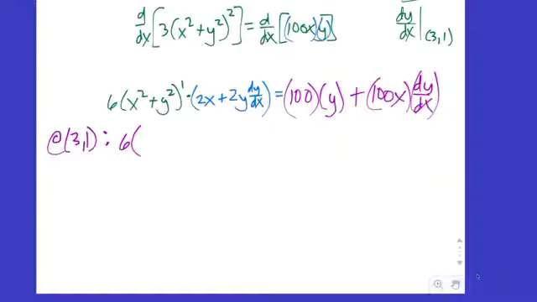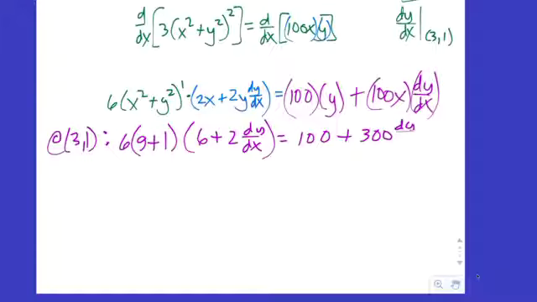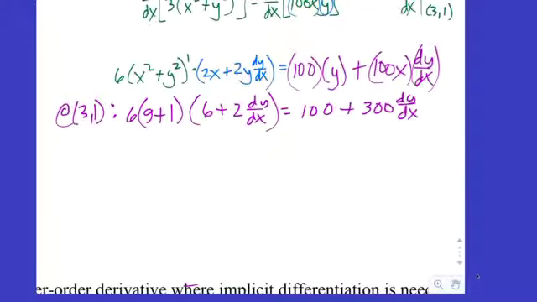Now we can plug in, and we get 6 times 3 squared is 9, plus 1 squared is 1, times 2 times 3 is 6, plus 2 dy dx. This is already looking better. Equals 100y, that's just 100, plus 100 times x, that's 300 dy dx. So look how much more user-friendly it is. If you're only after the numeric slope and you're using it one time, it probably is worth plugging in first and then solving. So we end up with 60 that we're distributing. Let's do that in our head. This whole thing here is 60. We're still distributing, but 60 times 6 is 360, plus 60 times 2 is 120.